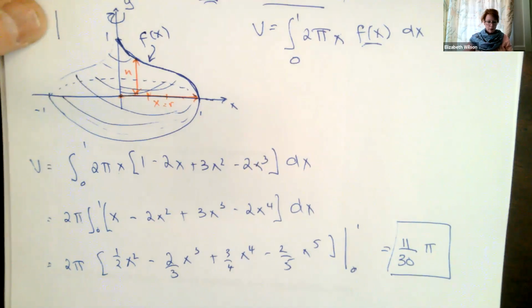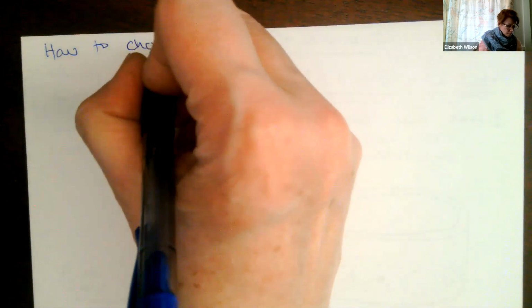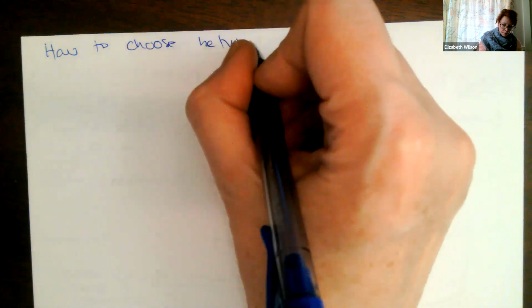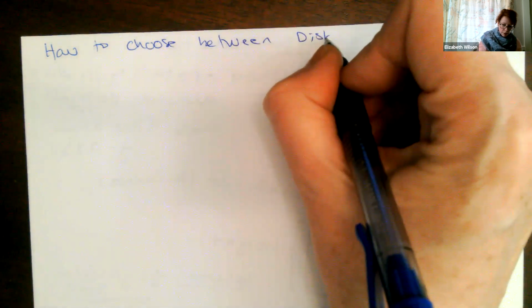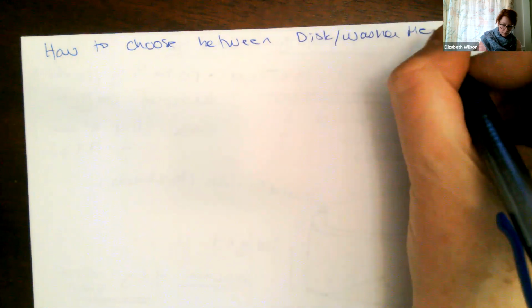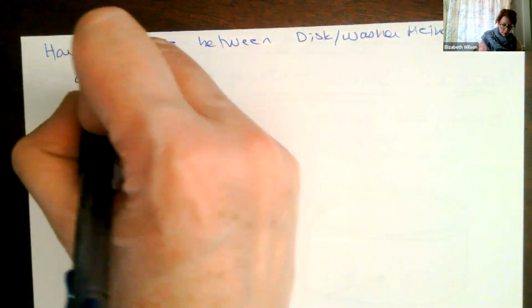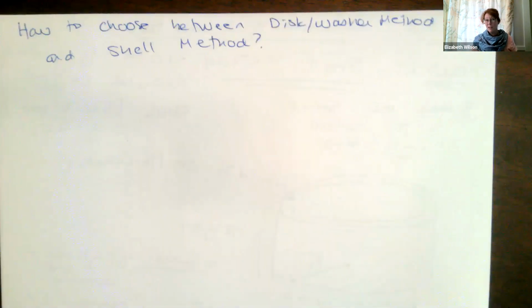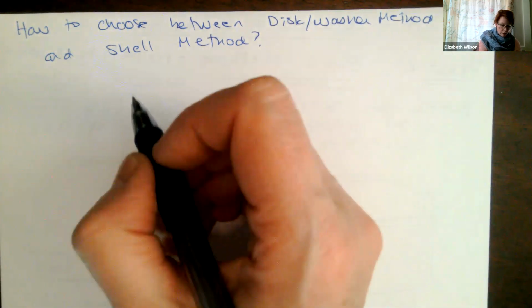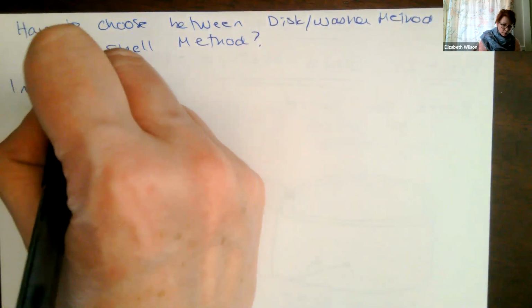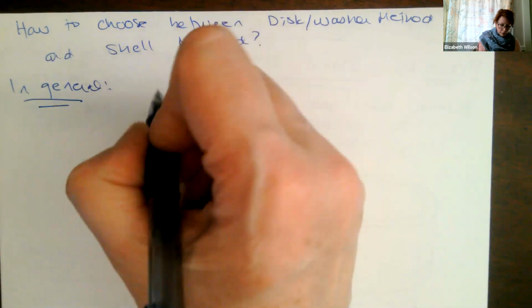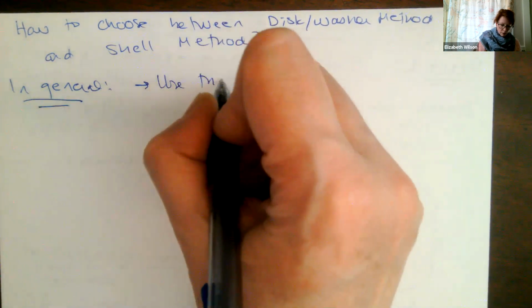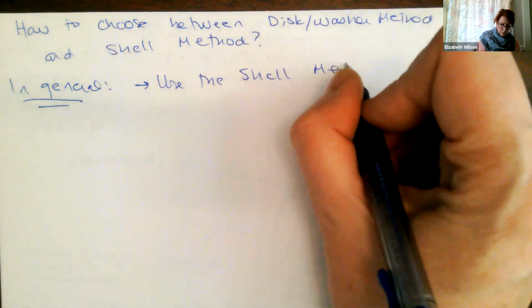Okay. All right. So the big question is how to choose between our disk washer method and the shell method. I've got these two great methods. How do I know which one to use? In general, as a rule of thumb, you can use the shell method, like we just talked about. We're going to go through other examples.